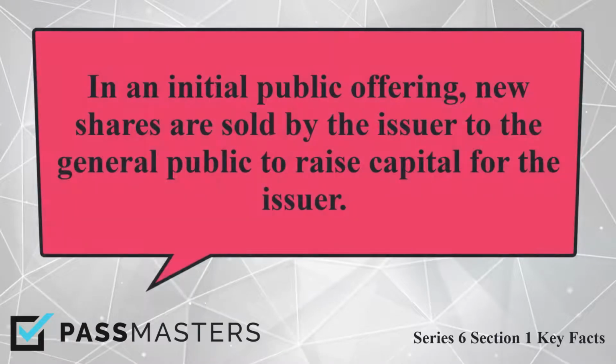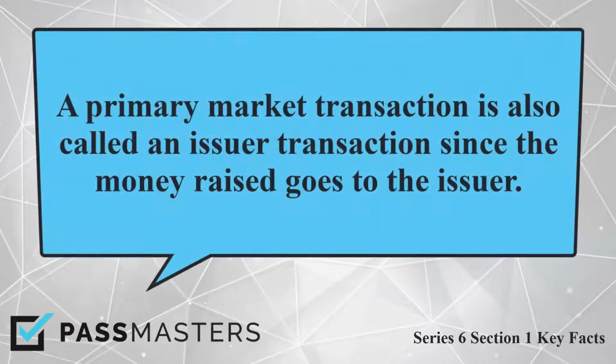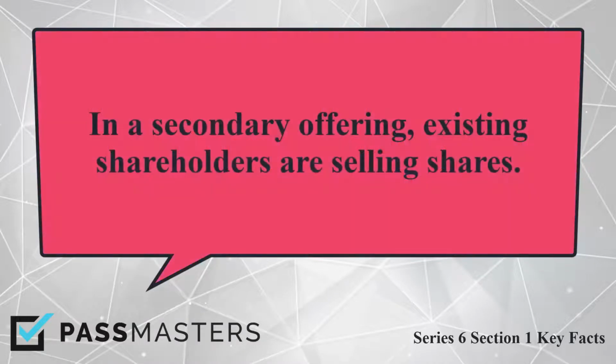In an initial public offering, new shares are sold by the issuer to the general public to raise capital for the issuer. New shares trade one time in the primary market. A primary market transaction is also called an issuer transaction since the money raised goes to the issuer. In a secondary offering, existing shareholders are selling shares.